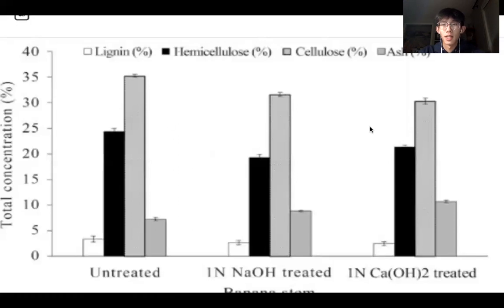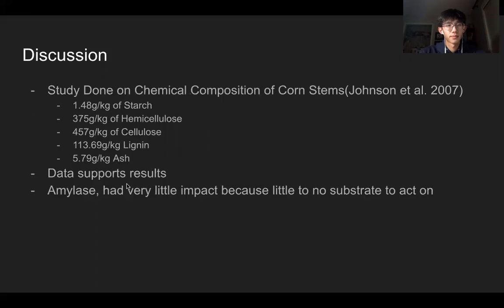This is a graph of the data mentioned earlier, and the untreated values were what we were looking at. Data from a 2007 study showed that corn stem samples contain just 1.48 grams of starch per kilogram. Compared to things like cellulose, which contained 475 grams per kilogram, it was far lower in quantity than other polymers found in the corn stem cells.